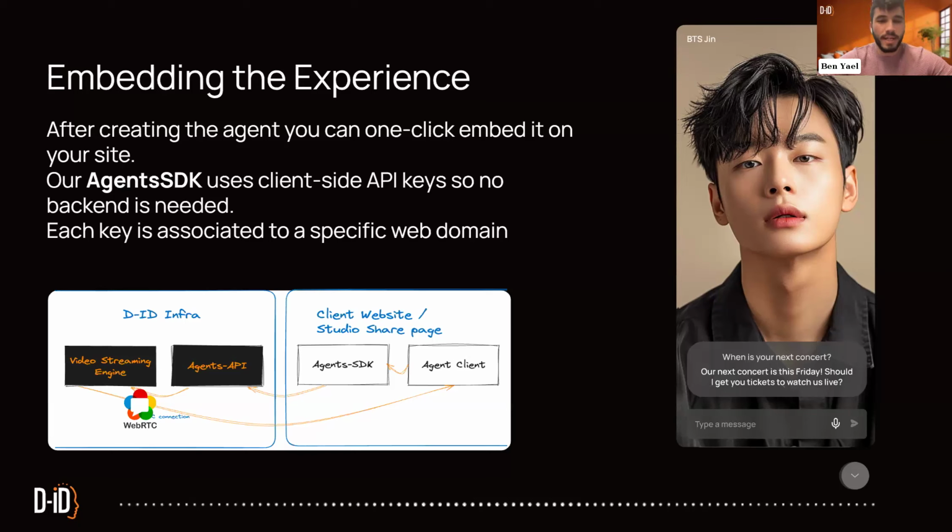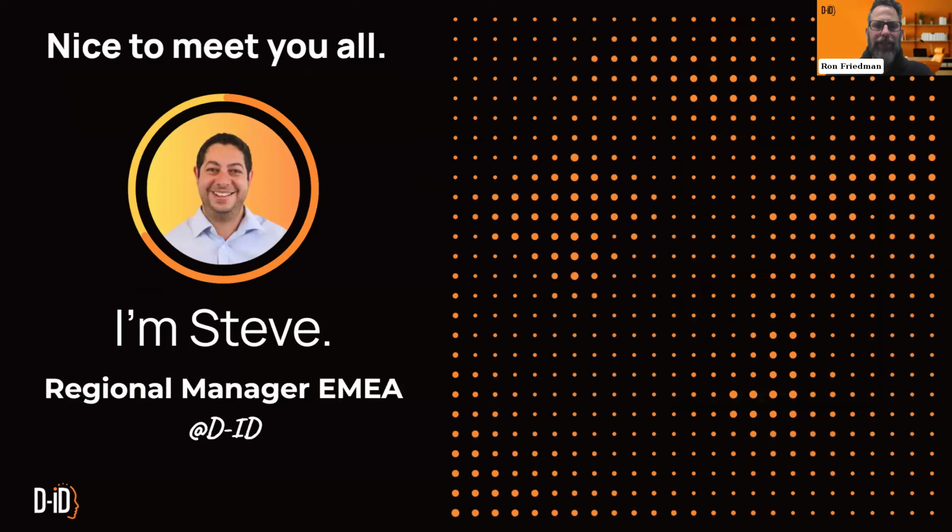If you want any help, you can reach us for anything. And also you have the ability to use Agents API directly for more advanced customization of the product. If you want to use your own LLM or your own knowledge base, then using the API will be a better fit for you. Thanks, Ben. More about the API just a bit, but now we want to hand it over to Steve.